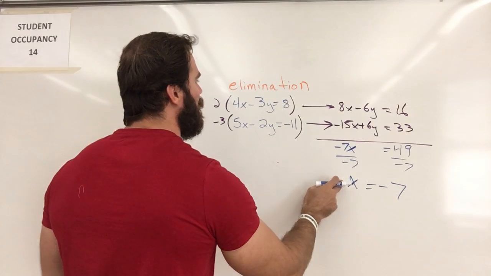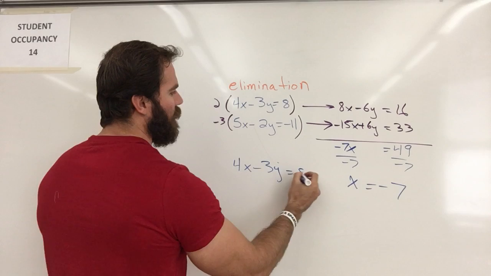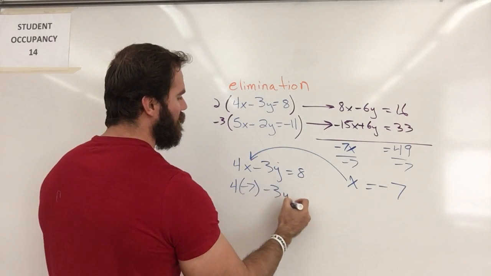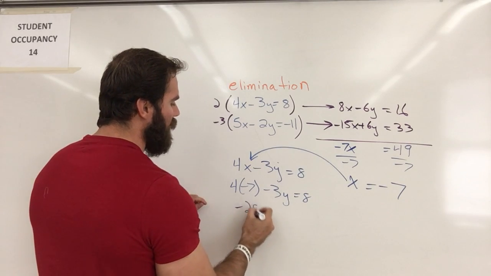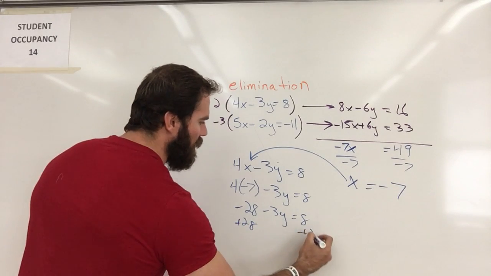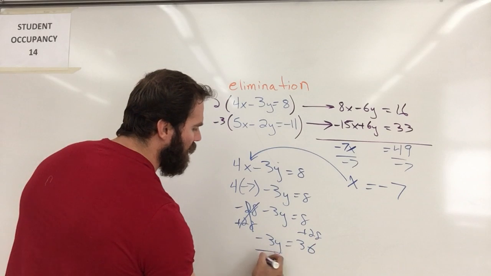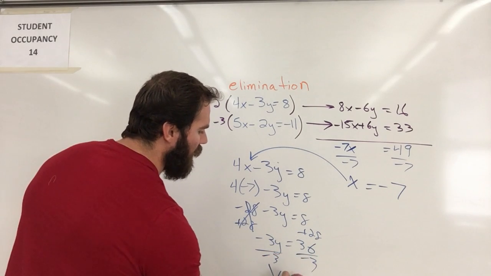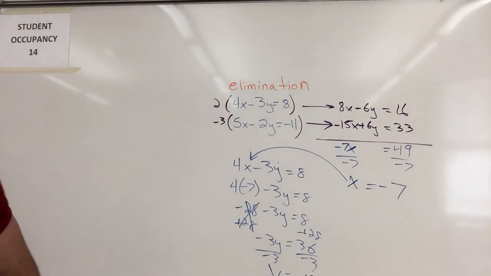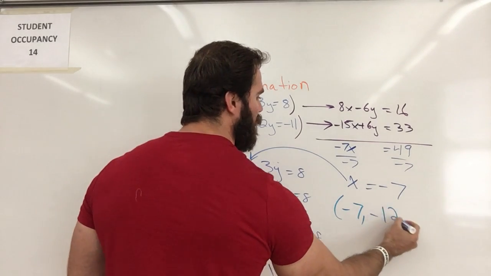Now we are going to plug this into one of those equations. Let's just take the first one. Plug in our x. 4 times negative 7 is negative 28. Let's add 28 to both sides to get negative 3y. Divide by negative 3 to get y all by itself, to get negative 12. That way you get your answer. X is a negative 7 and y is negative 12.